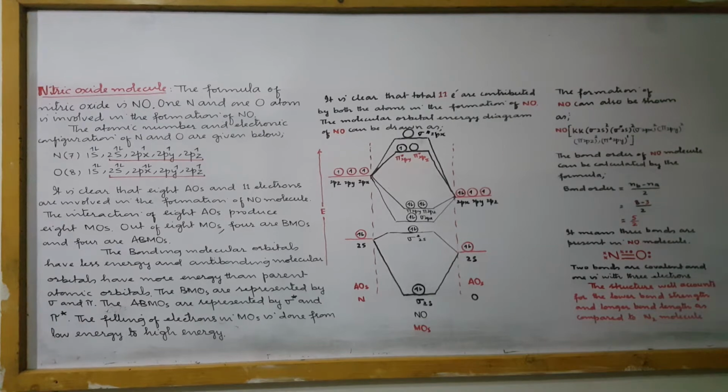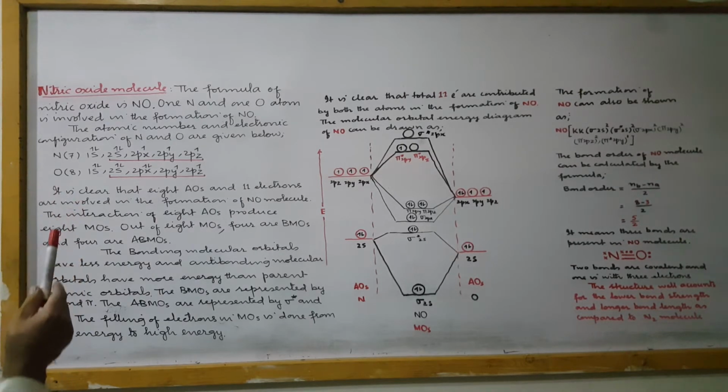Today we will discuss the structure of the nitric oxide molecule, which forms complexes with transition metal atoms like that of carbon monoxide. The structure can be discussed starting from the molecular formula of nitric oxide, and the molecular formula of nitric oxide is NO.